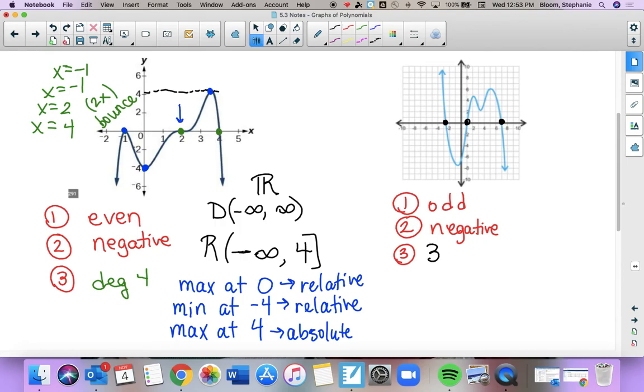Just make sure, real quick, your degree matches if you said odd or even. So that would be kind of silly if you said it had to be an odd degree and then you put a 4 right there, okay? So make sure that you're paying attention to that.